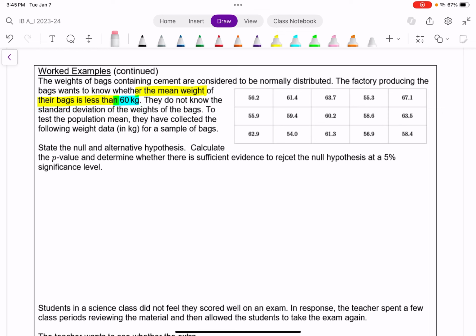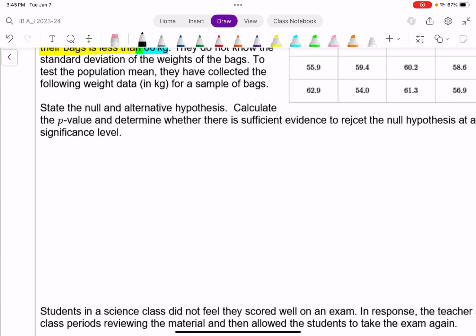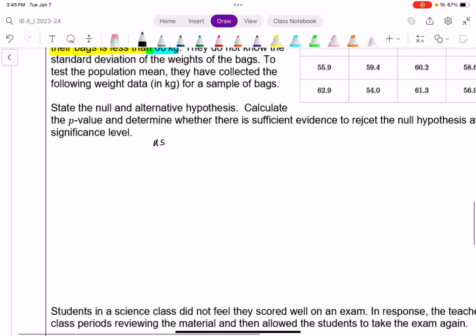And that's key, to be clear on what we're trying to test here. We want to test: is the mean weight of their population less than 60 kilograms? It's intended to be 60 kilograms, but maybe it's not. But all we have to go on is the sample. So let's first state the hypotheses. And as I mentioned, we'll use a t-test because we do not know the standard deviation of the population.